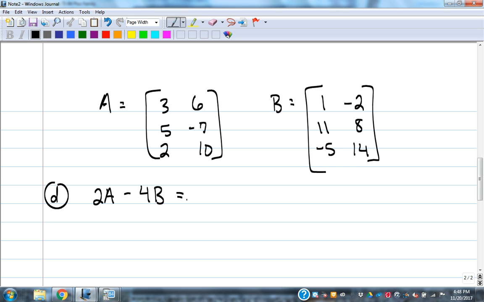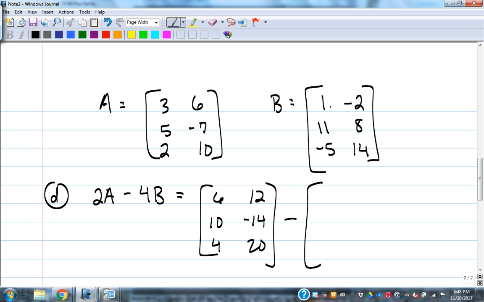When you're doing that, the scalar multiplication happens in order of operations before addition and subtraction, just like it does with regular numbers. So you would distribute 2 to all the elements in A, and then distribute 4 to all the elements in B, and then subtract those answers. So 2 times 3 is 6, 6 times 2 is 12, 10, negative 14, 4, and 20. Minus 4 times B: 4, negative 8, 44, 32, negative 20, and 4 times 14 is 56.